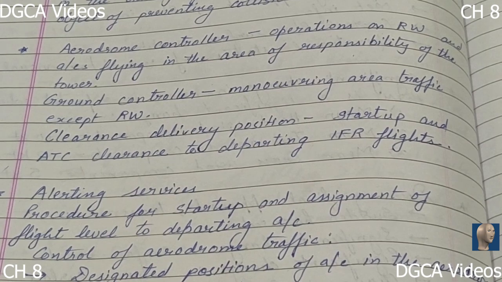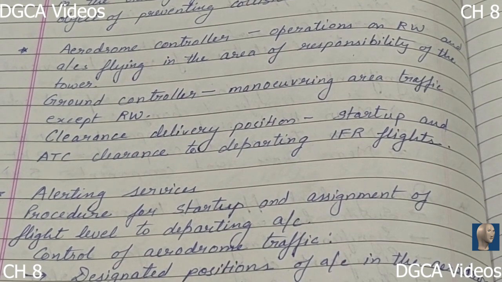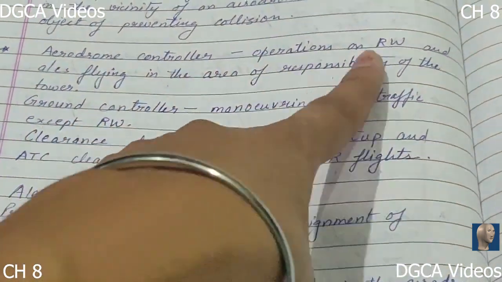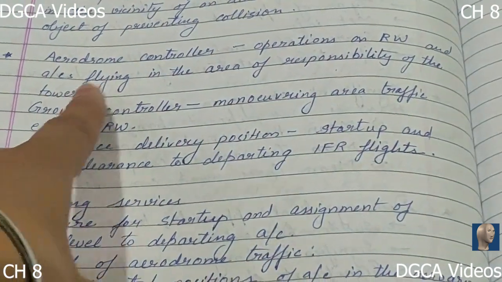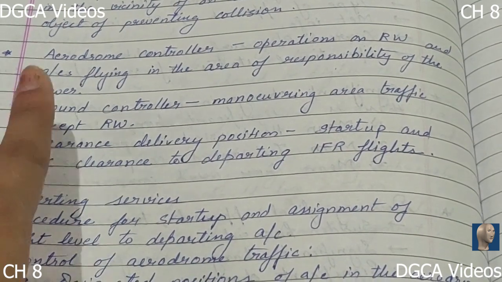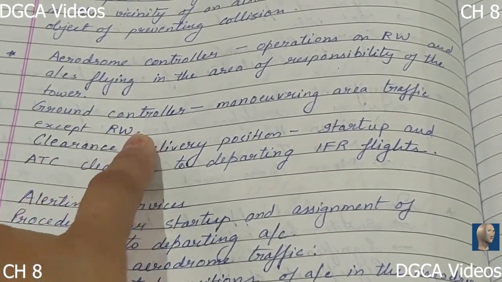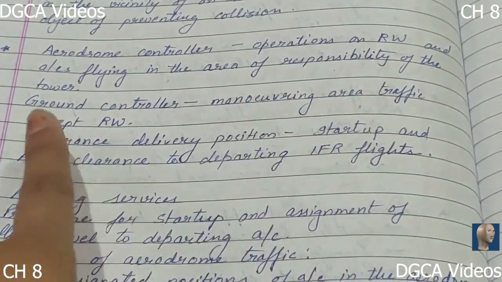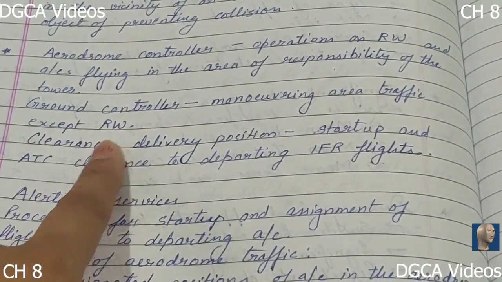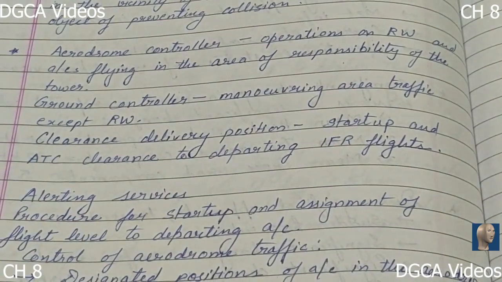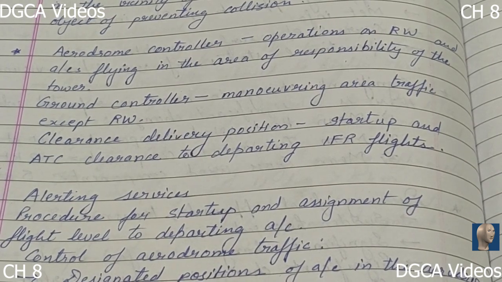Next, for its smooth functioning, the aerodrome control tower has divided its work into three different categories. First one is the aerodrome controller. They handle the operations on the runway and the aircraft flying in the area of responsibility of the tower. Here tower refers to the aerodrome control unit only. Then the ground controller, they handle all the air traffic in the maneuvering area except the one which is on the runway. And last but not the least, the clearance delivery position. They give the startup instructions and ATC clearance for the departing IFR flights.